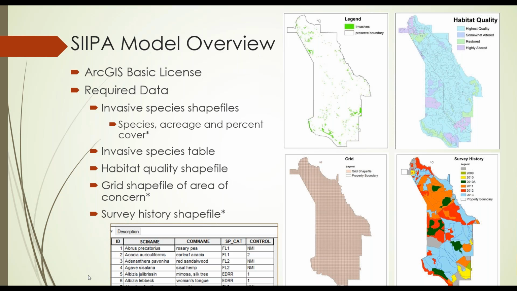You'd also need an invasive species table that includes some of the information on the known populations within your property, a habitat quality shapefile, and then if you want the full functionality of the tool, you also need a grid shapefile and a survey history shapefile. And the survey history shapefile is important because it allows you to differentiate between unknown and absence data.